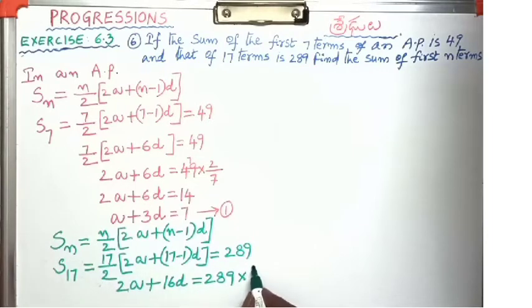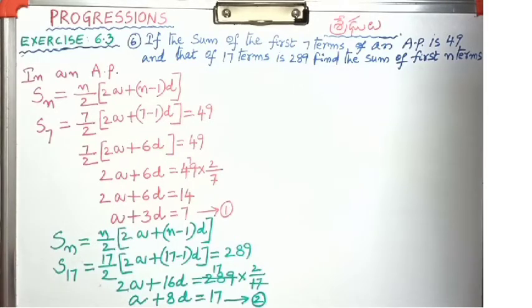So again 2a plus 17 minus 1, 16d is equal to 289, and suppose you bring this 17 by 2 to this side, it will be 2 by 17. Okay, 17 in this 289 17 times. And again you divide by 2 on both sides, you will get a plus 8d is equal to 17. Divide by 2, then 2 will be cancelled. Okay, so this is equation 2.